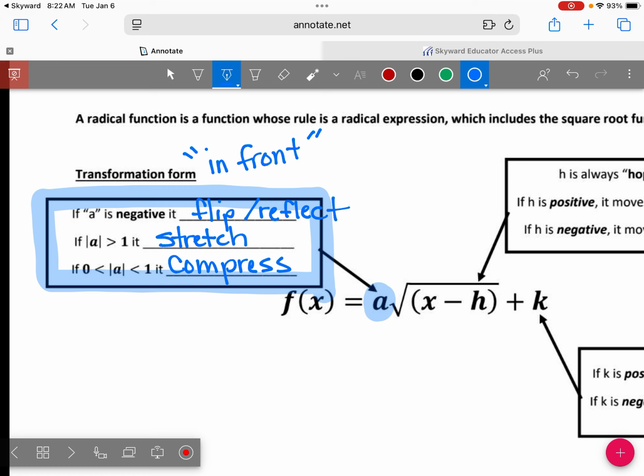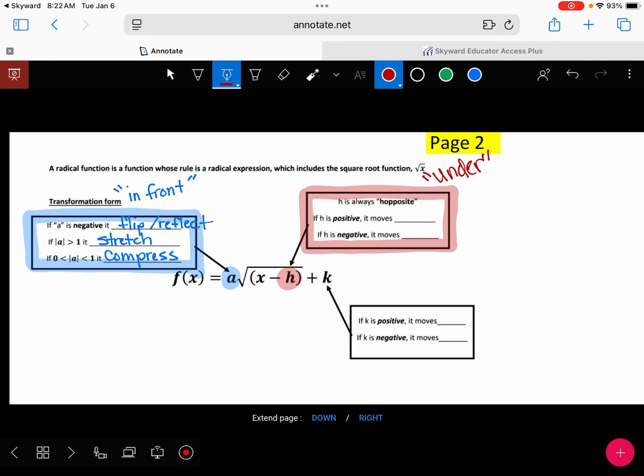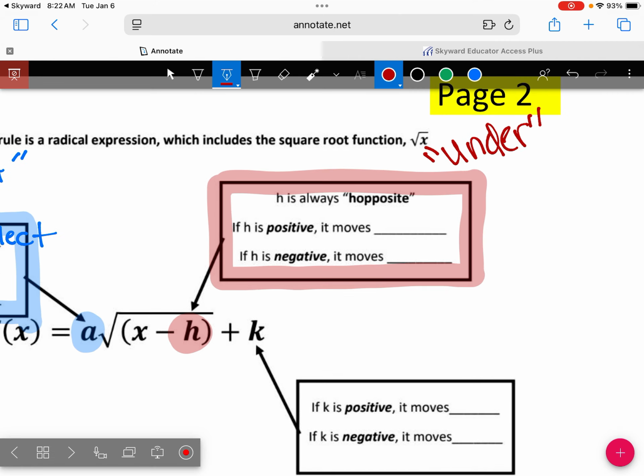Okay, so now let's talk about H. H is under. That's where you're going to find H. H is under the square root. Now, the thing about H is that H is always the opposite. So, if H is positive, it's going to move your square root graph, or your eyebrow, to the right. But if H is negative, it's going to move it to the left.